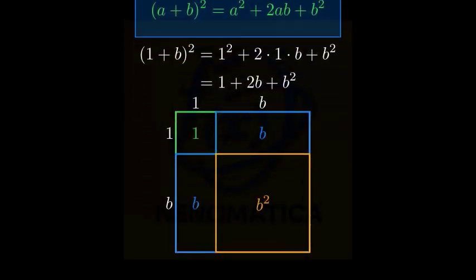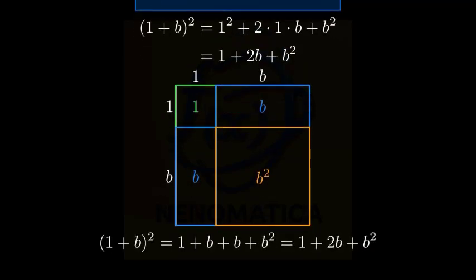Let's visualize this one as well. We have a square with side length 1 + b. This square can be divided into a square with area 1, 2 rectangles each with area b, and a square with area b². So the total area is 1 + b + b + b², which simplifies to 1 + 2b + b². This matches our algebraic expansion.